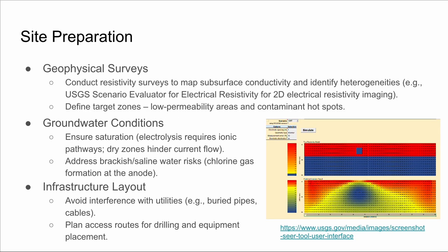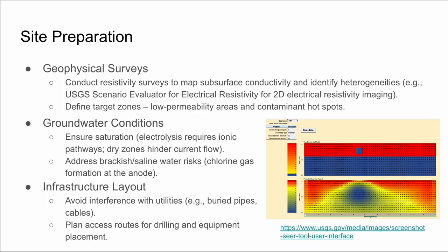Before we start our electrolytic process, proper site preparation is critical. First, we conduct geophysical services to map the subsurface. This helps us identify areas with low conductivity like clay layers and locate contaminant hotspots.